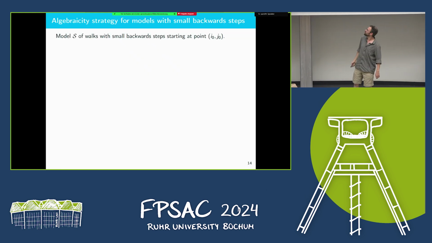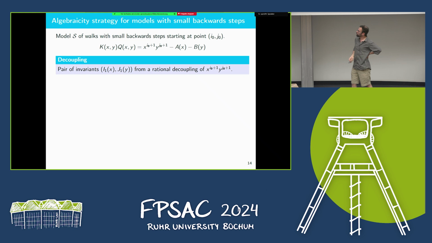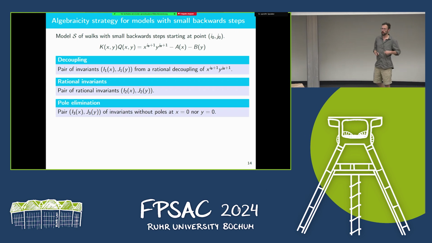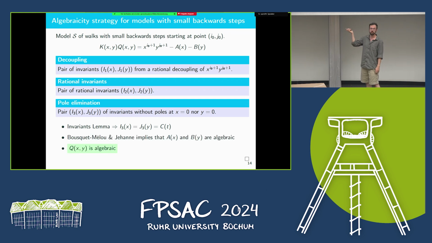One last time. So in general, we focus on models which have small backward steps, in order for the functional equation to look like this. I find a decoupling for the first monomial, giving me a first pair of invariants. I find a pair of rational invariants. I eliminate the poles between these 2 pairs of invariants, and therefore, I prove the algebraicity.